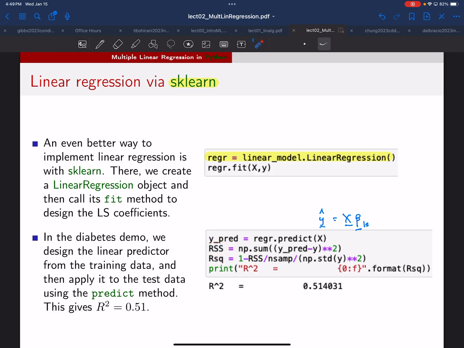From there we can compute our R squared by dividing by the number of samples and the sample variance, the standard deviation squared. And finally, there are a lot of different ways to print in Python. This is one way of doing it, and we find that we get an R squared of 0.51.